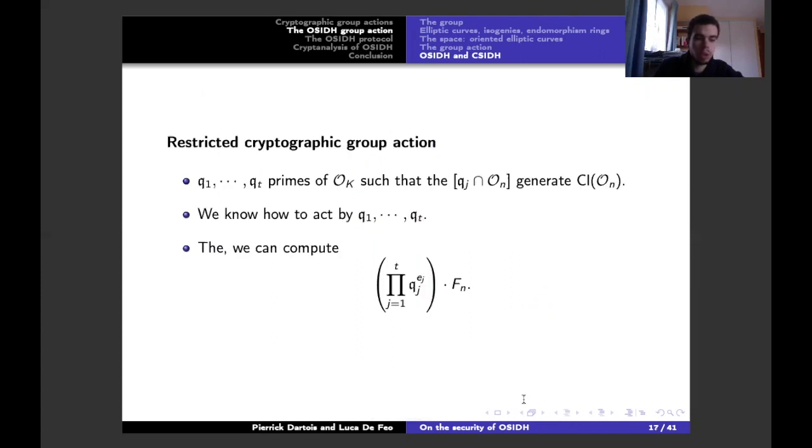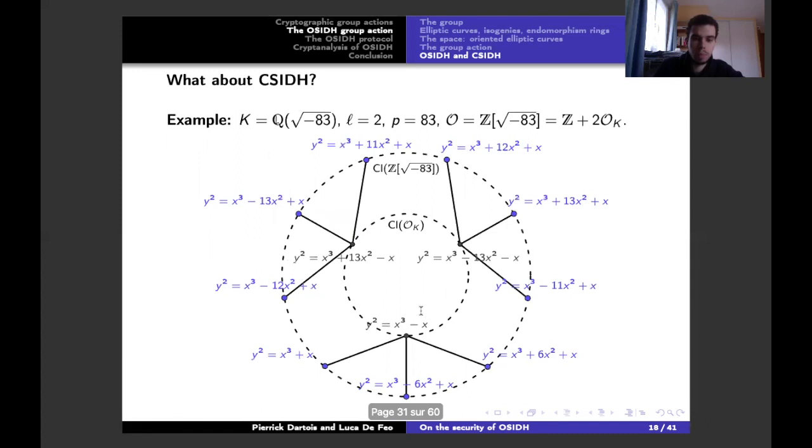For efficiency reasons, Colò and Kohel use this technique only with a bunch of prime ideals generating the ideal class group. Then they can compute the group action by a product of this bunch of ideals. This is called a restricted cryptographic group action. The situation is the same in CSIDH. We have a restricted cryptographic group action by an ideal class group, except that the level used in CSIDH in the isogeny graphs is way closer to the crater. Only the first level is used. In OSIDH, we have to go much deeper. This is what makes OSIDH much more vulnerable to security attacks than CSIDH.